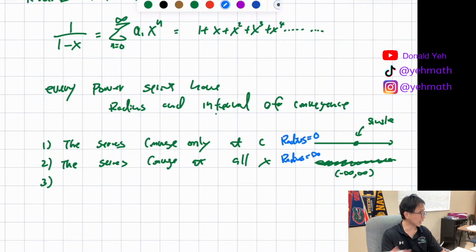Infinite, because it works from negative infinity to infinity. What does the point say for the first one? Single point. Oh, single.